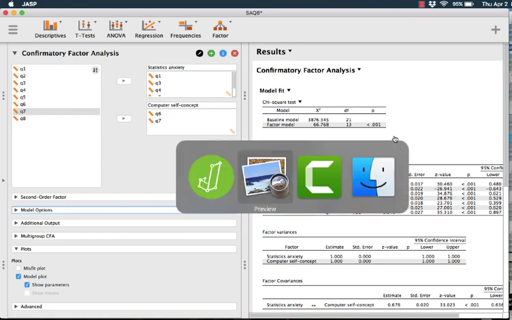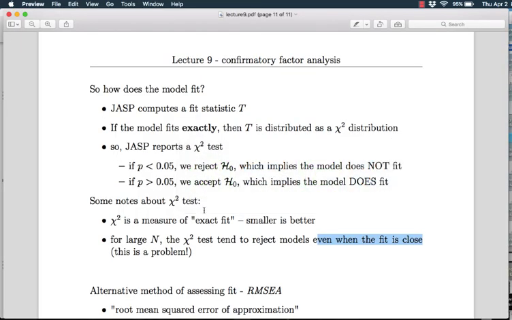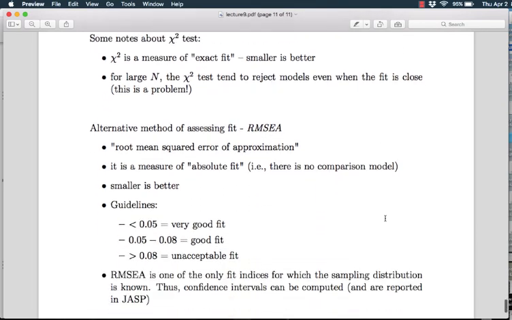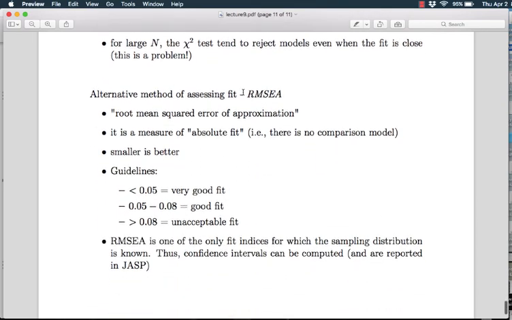So for this reason, and this is a really big thing, the chi-squared test isn't probably the best model fit statistic to use. There are better ones, and I want to introduce you to one today as we finish up. That alternative method is called RMSEA. We actually introduced this in the last lecture just briefly. What it stands for, if you'll remember, is root mean squared error of approximation.